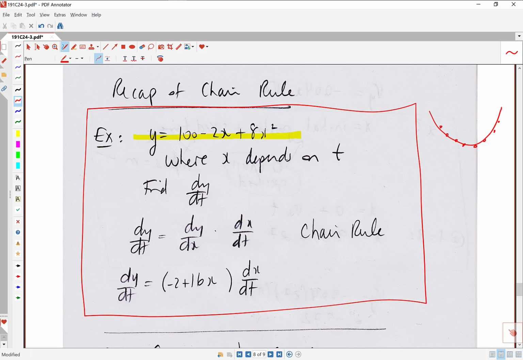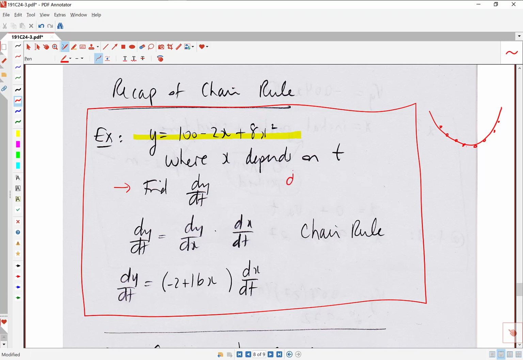So x depends on time, because as time ticks along, the object is moving, so we can predict what the x position is going to be, and then once we've got the x position, we can figure out y. So let's say that we want to find dy by dt. Okay, well, this is where the chain rule is going to come in. y is not a function of t.